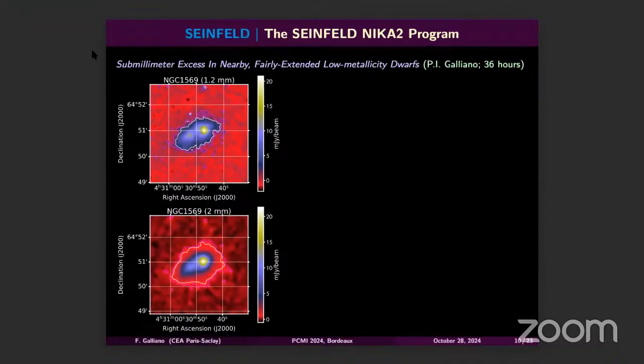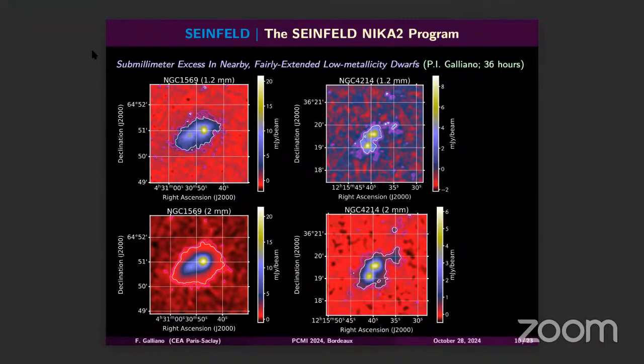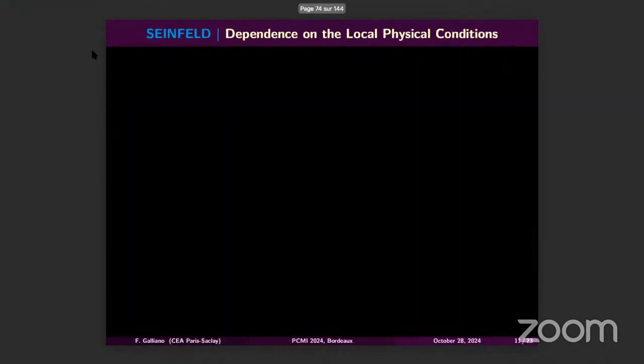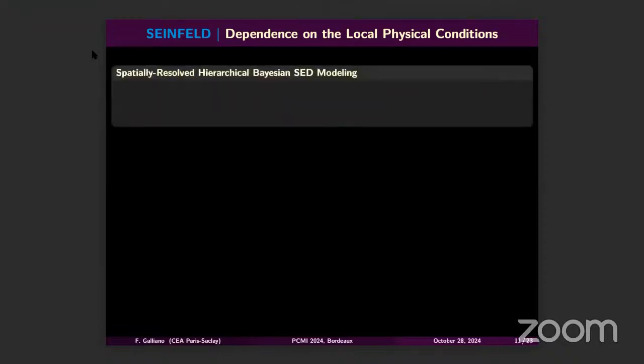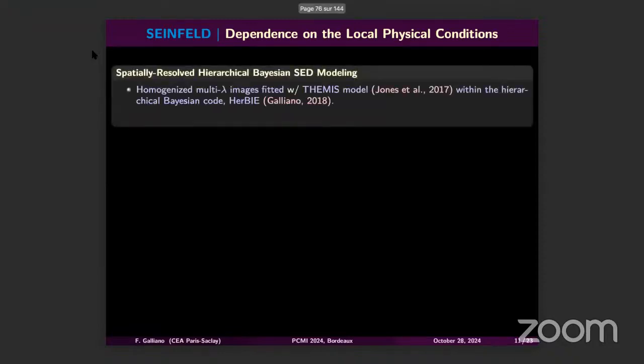So now, talking a bit about a program that we have at the moment with NIKA2 about dwarf galaxies. We have observed a few galaxies. You see at 1.2 and 2 millimeter, that's a blue compact dwarf galaxy. We have another one that has a lower star formation activity. And we have a third one that will be observed next week. And we are modeling the spatially resolved spectral energy distribution of these galaxies to try to see how the submillimeter excess varies with the physical condition.